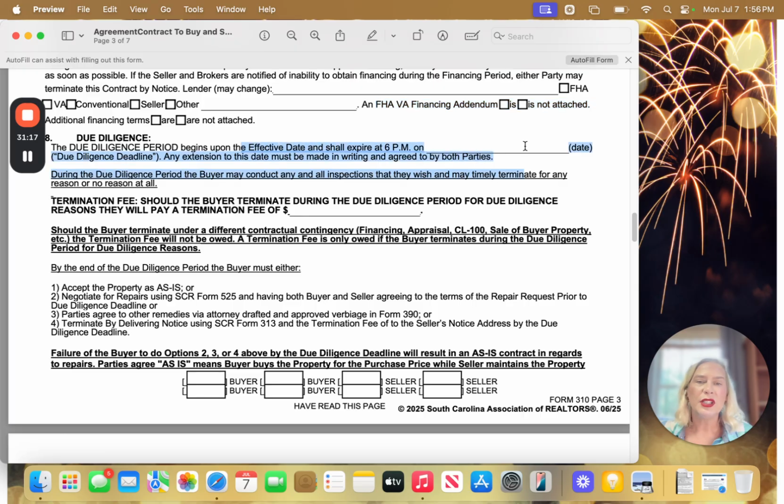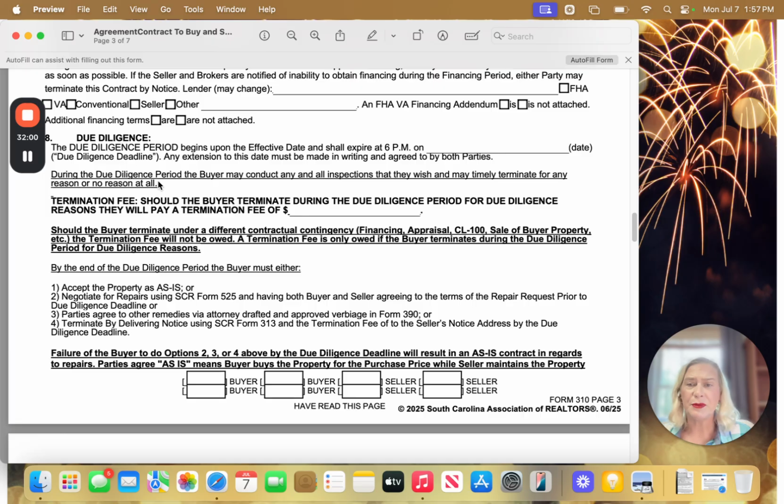So how long do you want your due diligence to be? It depends on when you guys plan on closing. If it's a 30-day closing, due diligence can usually be a week. And it's at 6 p.m. So with due diligence, it ends at 6 p.m. That means that on that day that is explained in this section right here, you better have your notice of termination and your termination fee paid to the seller by 6 p.m. that night, or you are stuck in an as-is contract. There's no way around it. There's no what ifs. This is what it is. By 6 p.m., you better have your stuff done if your clients want to terminate the contract.